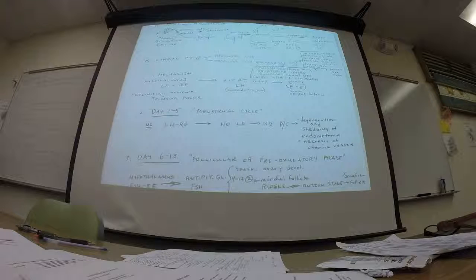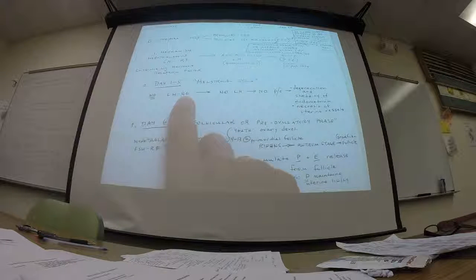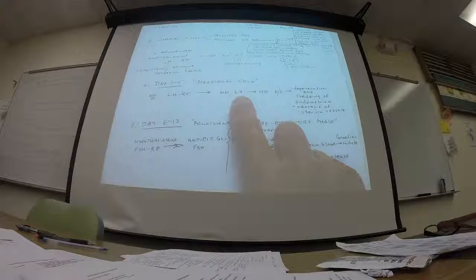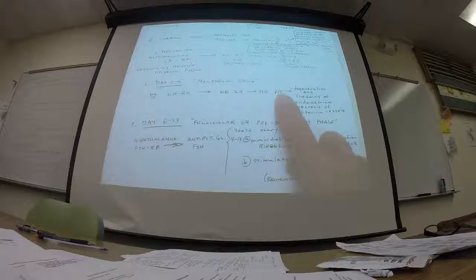So here we go. Day 1 through 5, you are having your menstrual cycle. And that's because your brain is not releasing the luteinizing hormone releasing factor, that's hypothalamus. Therefore, your anterior pituitary is not releasing the luteinizing hormone. Therefore, you did not maintain your corpus luteum. And so, if you didn't maintain your corpus luteum, you didn't get the female hormones, progesterone and estrogen.